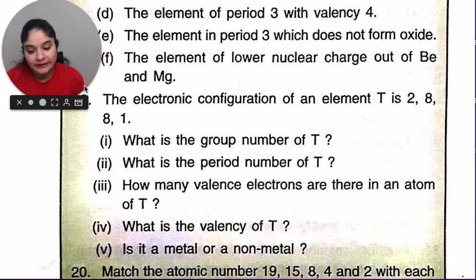How many valence electrons are there in an atom of T? The valence electrons is 1. What is the valency of T? It can donate 1 electron and attain the stable electronic configuration. Therefore, the valency will be 1. Is it a metal or a non-metal? Since it is donating 1 electron, it is a metal.